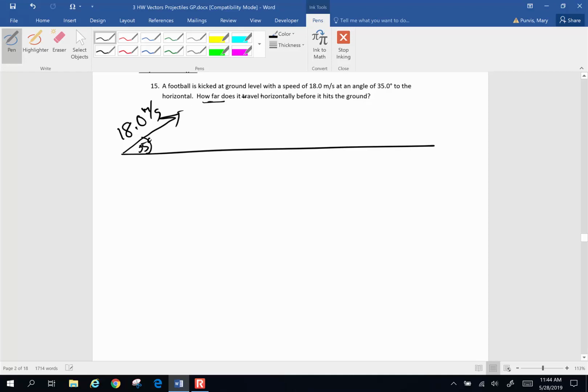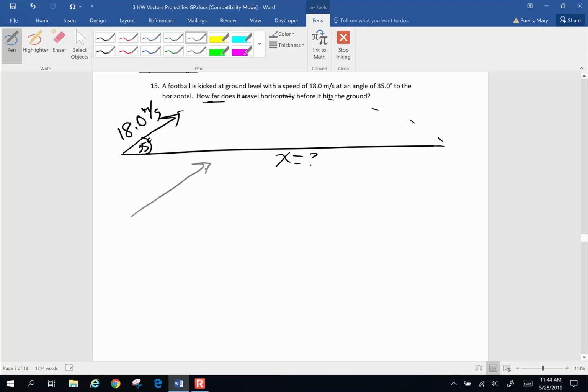It's going to go doop, doop, doop, doop, doop, doop, doop, and it's going to land some distance over here. It's going to have a horizontal displacement x, and that's what we're looking for. Now, every single time you have a projectile shot at an angle, what you must do first is break this into vertical and horizontal components. So I'm going to do this first one really carefully.